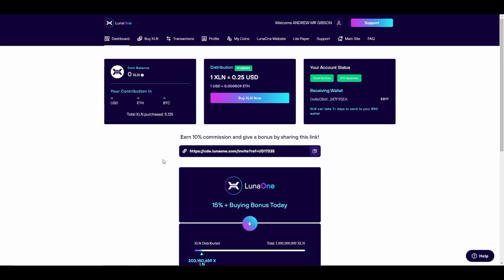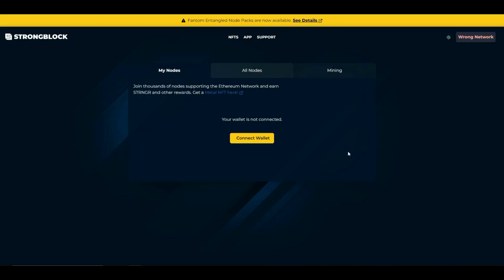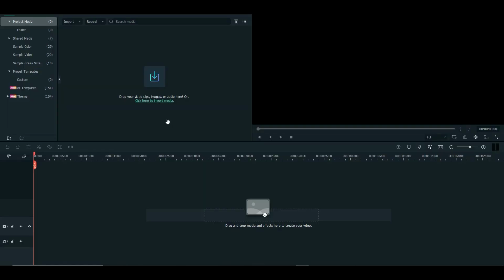I haven't put much money into this. I've just picked up 5,000 tokens. I think at the time I got them for like 15 cents each or something. So that was a couple of months ago that I jumped onto that, and we'll be happy to sit there, and if it comes out and 10x's, 100x's, either way, definitely happy days. So that is it. I was going to go through Strong Block nodes, but I haven't got it connected to my MetaMask wallet at the moment. So I will leave it there.